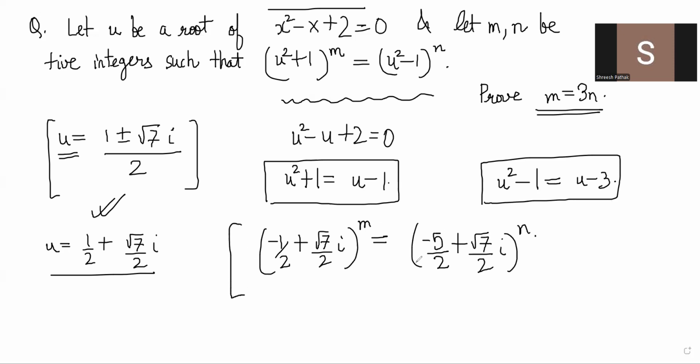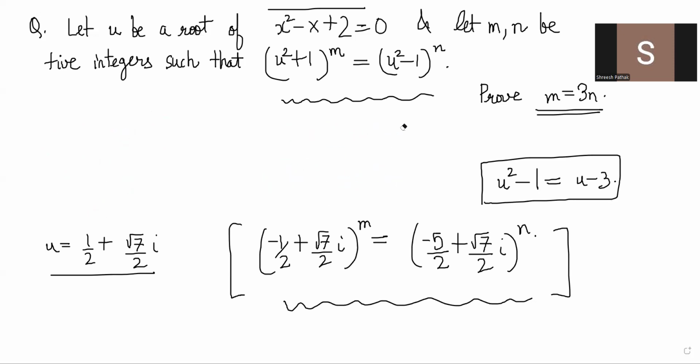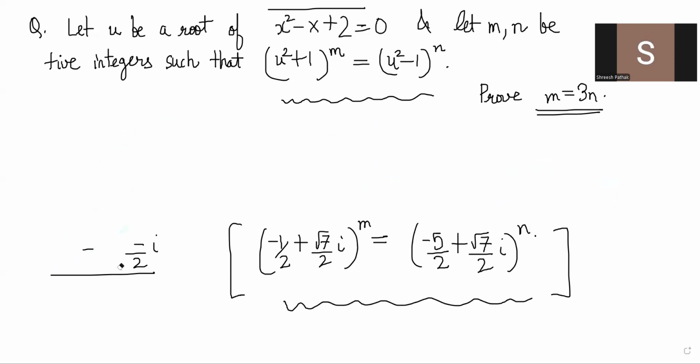From here we have to prove that m is equal to 3n. What can you do for this? Sir, I don't think something. The only thing I can think right now is of using binomial and equating real and imaginary. That's not the way to do it. That will be too long. Yes, sir.